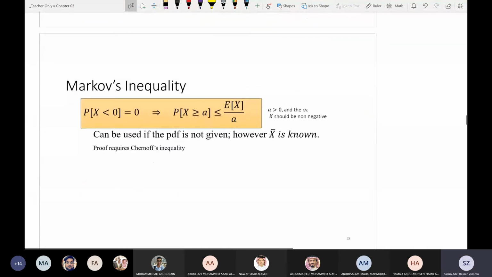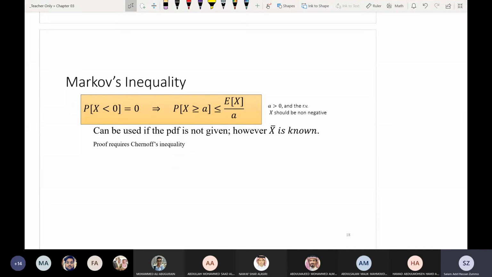طيب, a related inequality is Markov's inequality. We will not prove it, but it has the same concept, and even the proof uses the same concept as the Chernoff inequality. Markov's inequality only works for non-negative random variables. So x has to be non-negative, meaning it goes from 0 to any number but cannot be negative. So the probability that x is less than 0 is 0. In this case, the probability that x exceeds a specific number a is upper bounded by the mean divided by a.